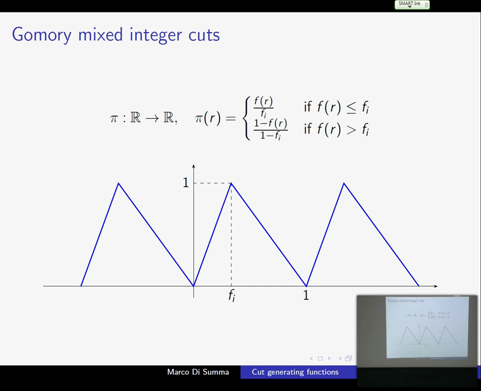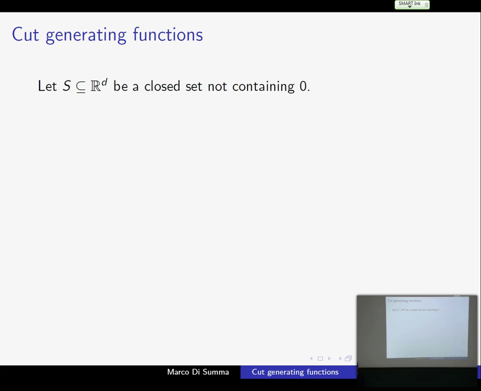So now, what is, in general, a cut generating function? I will now give the more general abstract definition, and then I will show you how GMI cuts are a special case of that definition, because maybe it's not immediately clear. We are in some d-dimensional space R^d, and we fix some closed set S, which doesn't contain the origin. This d is fixed. Now, for any possible value n, you look at the d by n matrix.